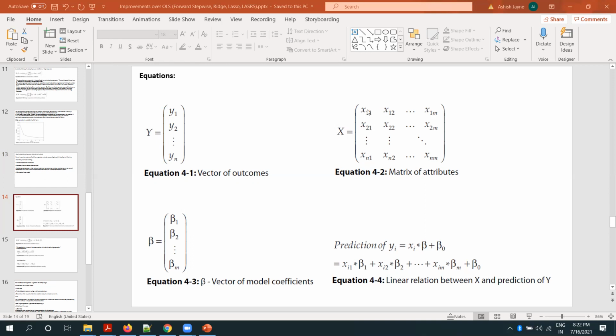So for each row in X, you would have a y value, and there are going to be as many m values as there are columns in the attribute matrix. That's because when we multiply xi and beta, how does the multiplication happen? When we multiply xi with beta, what would happen?